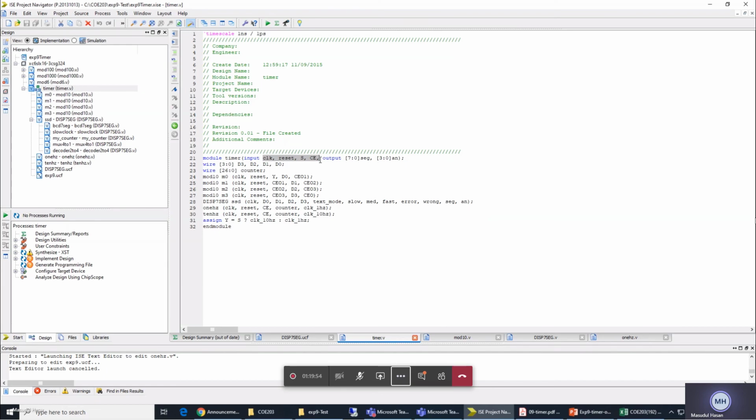And this is for the 7-segment display. And there is one for experiment 9. Yes, Mishal, is it okay? Okay, so do you need anything else?